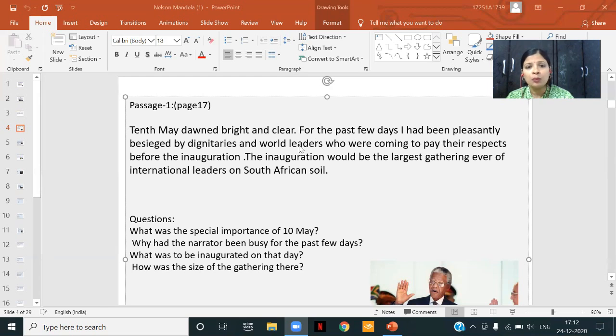So these important people and world leaders had flown down to South Africa and they were paying their respects to Nelson Mandela before this inauguration ceremony. And this inauguration ceremony was the first time this largest gathering of international leaders was taking place. Because children, earlier, no country wanted to have any kind of bilateral relationship with South Africa because of apartheid. Because the world was against apartheid, no one wanted to have any business with South Africa. But since the apartheid system was now abolished, people from all over the world had flown in to meet Nelson Mandela. They took part in this historical moment.